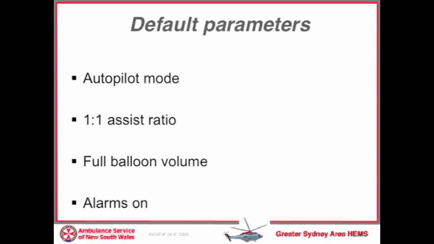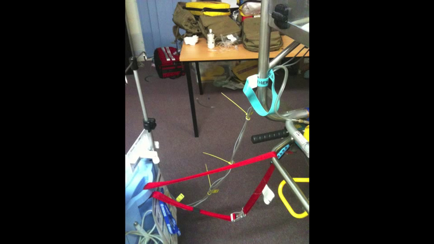When the pump is turned on, the default parameters are that it will be in autopilot mode on a 1:1 assist ratio with a full balloon volume, meaning 40 cc, and all alarms on. It is recommended that you don't make any changes to these default settings unless you want to move to a 1:2 assist ratio in order to assess timing or assess the assisted and unassisted pressures.